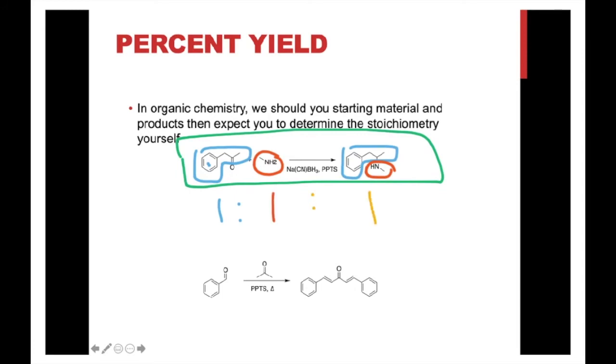to 1 ratio. So it takes 1 mole of the ketone and 1 mole of the amine to make the product. So there's a 1 to 1 to 1 ratio. So when you're doing your theoretical yield calculation, you know what the mole to mole ratio is when you do your equation.